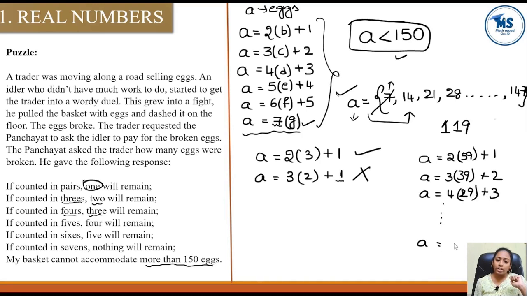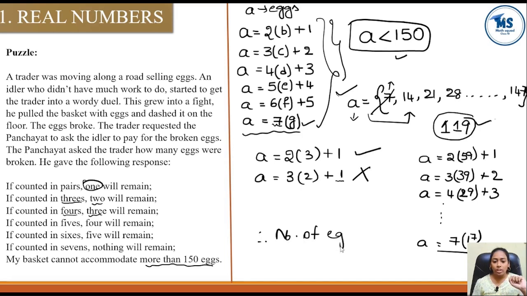A is equal to, I can write it like 7 into, 7 1s are 7, 4 will be left out, 4 9s are 49, 7 7s are 49, of course plus 0. Even if I write plus 0 or not, there's no harm, okay? A is equal to 7 into G, 7 into something. So 119 is the number. I can write this in all these forms, okay? So 119 is the required number. Therefore the number of eggs in his basket is 119.